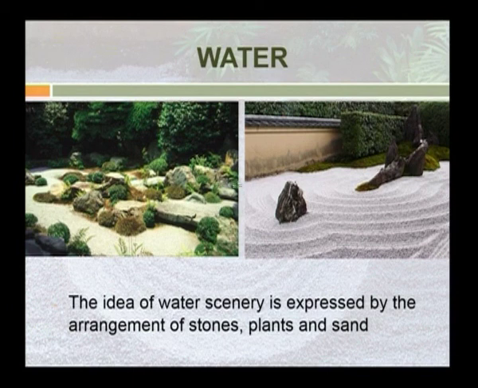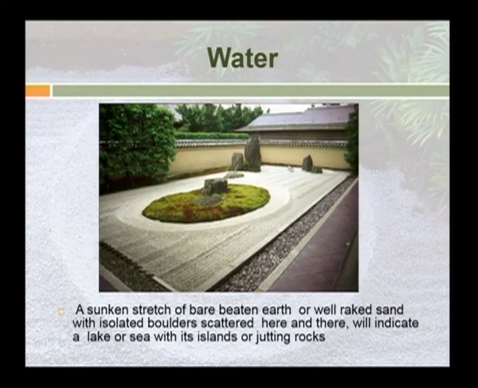Or even when water is not used in the garden, the idea of water scenery is expressed by the arrangement of stones, sand and plants. This is the dry landscape garden. We already looked at the concept. So, in this case, sand with certain stones is used here to represent the lake or sea with islands or rocks jutting out.